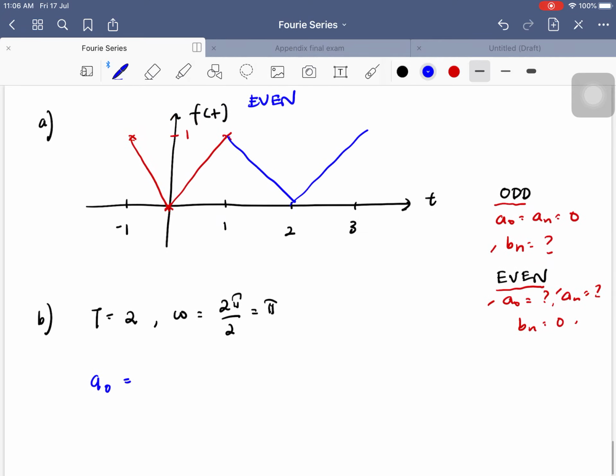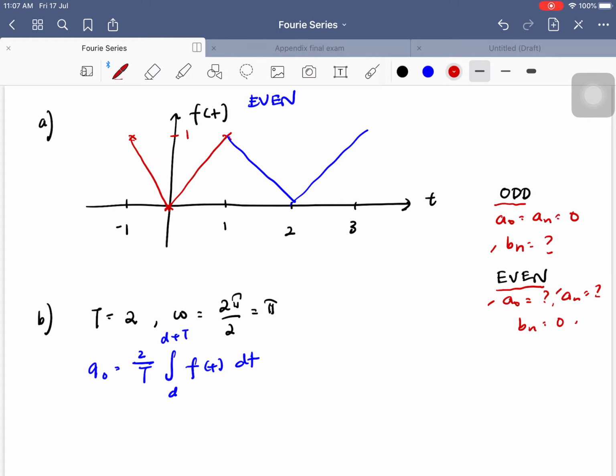Okay, let me put the formula for a0 first. Let me put that higher, so I have enough space to calculate a0. So a0 is going to equal 2 over T, the integral from d until d plus T of the function f of t dt. So it's a very simple formula.